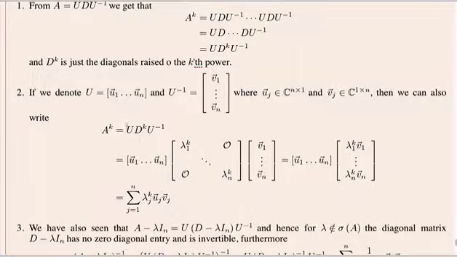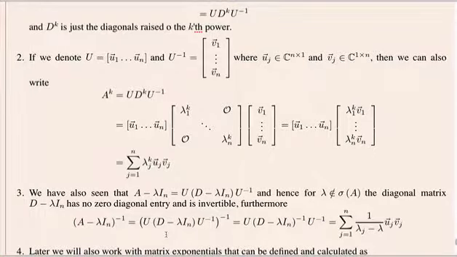So this is another way to write this multiplication. We have also seen that A minus lambda I_n equals U times (D minus lambda I_n) times U inverse. That was in the proof of the previous theorem. And that means that if lambda is not in the spectrum of A, if it's not an eigenvalue, then this diagonal matrix D minus lambda I_n has no zero diagonal entry. And if that's true, that there are no zero diagonal entries, that means it's invertible. We have seen this before.